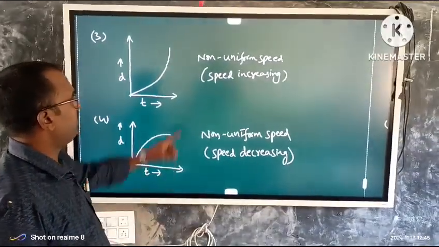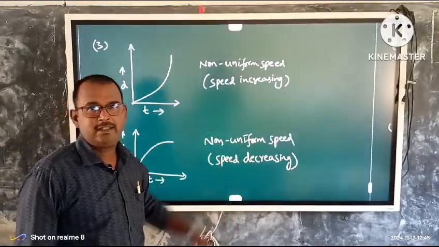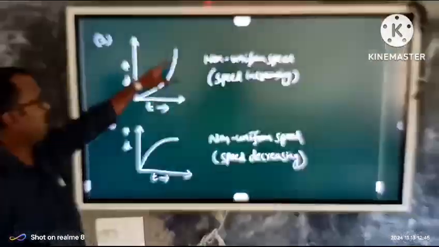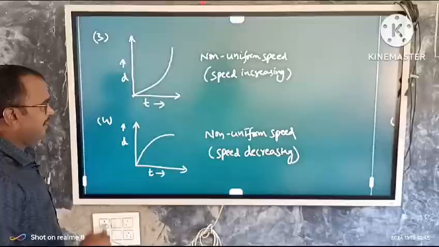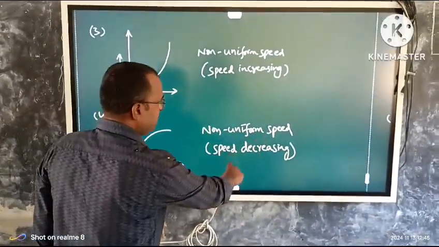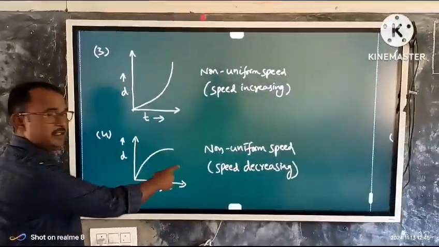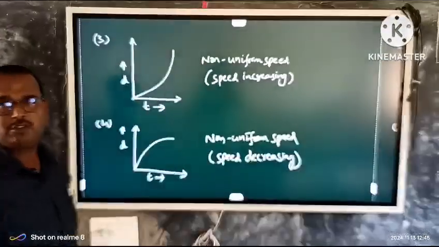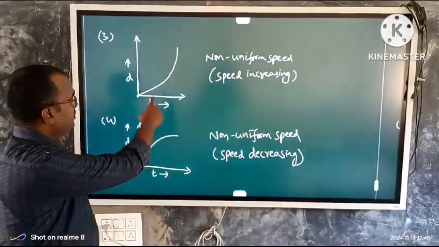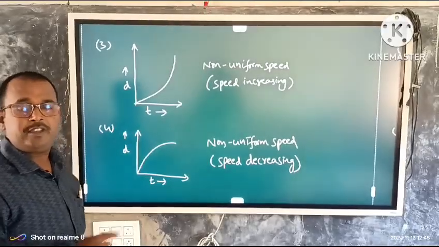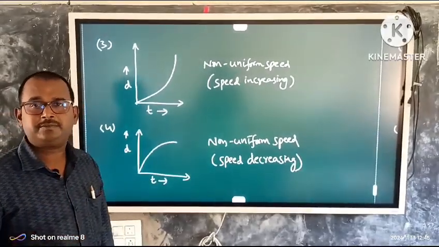For non-uniform speed with speed increasing, the curve is an upward curve, whereas for non-uniform speed with speed decreasing, the curve is downwards. That is the difference between these two curves. And also in these two graphs, the slope gives the instantaneous speed.